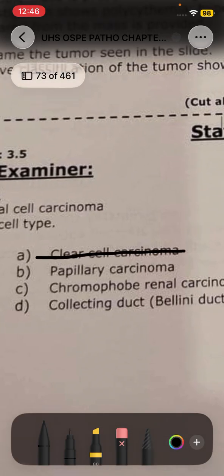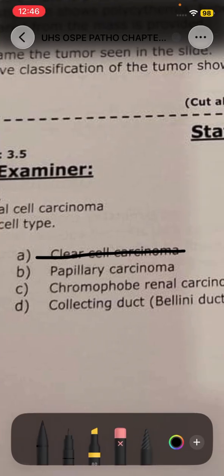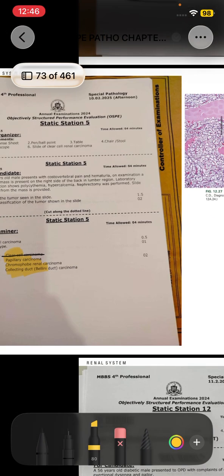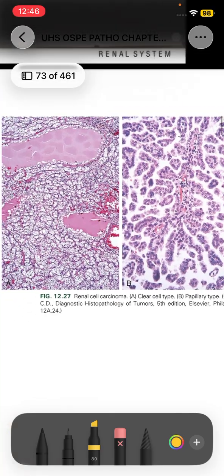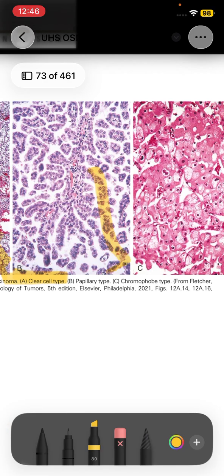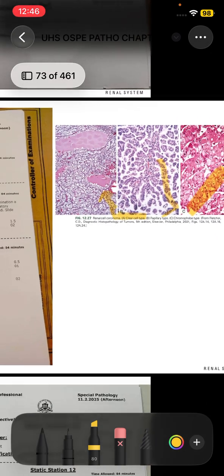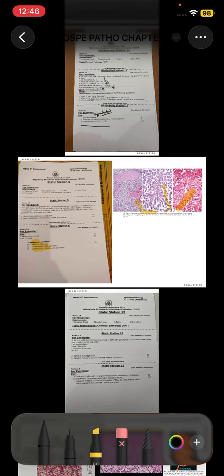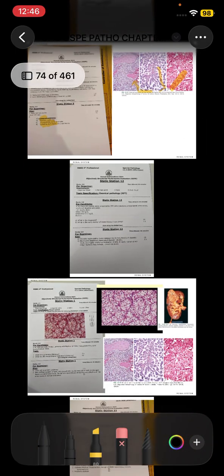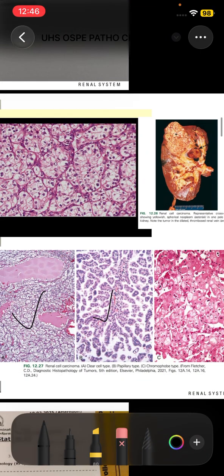Clear cell, papillary, chromophobe and collecting duct. Okay, moving on. Again, you have to remember this is the clear cell, papillary, this is the chromophobe, and then we have the collecting duct. The collecting duct is not that important, that's why I didn't give its diagram, but you have to remember clear cell, papillary, chromophobe and collecting duct.